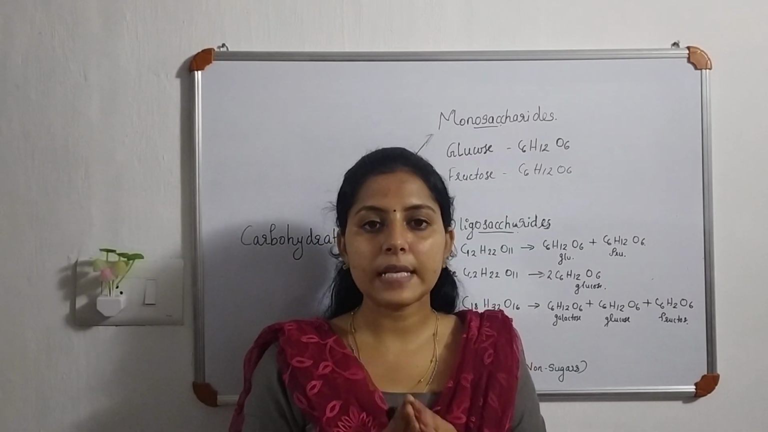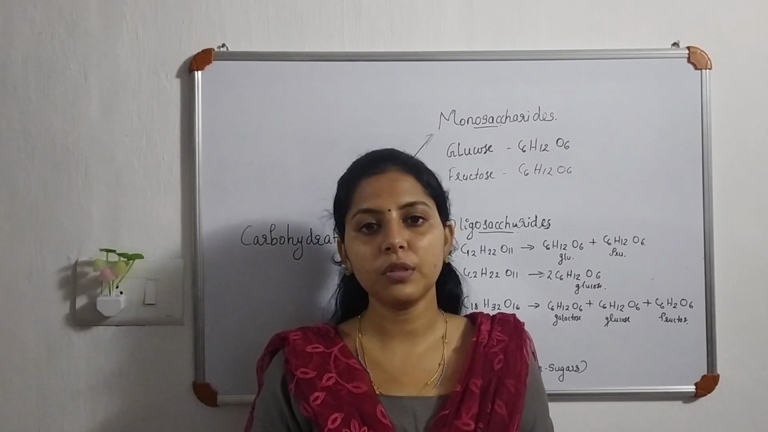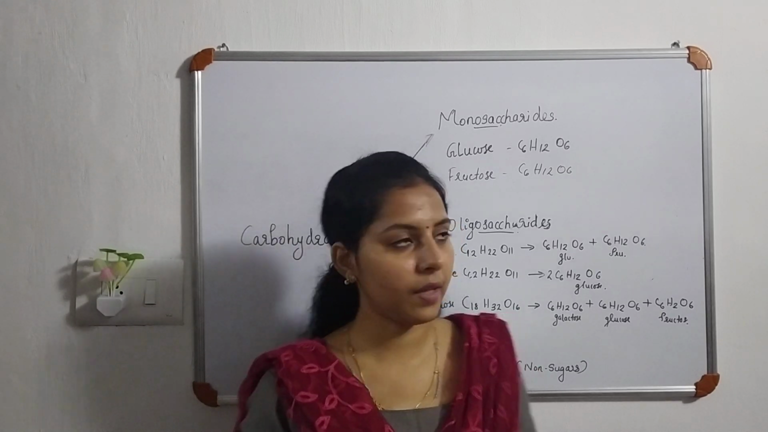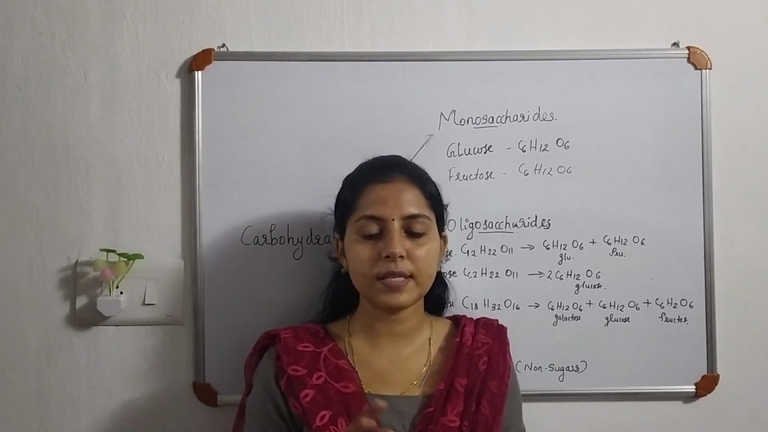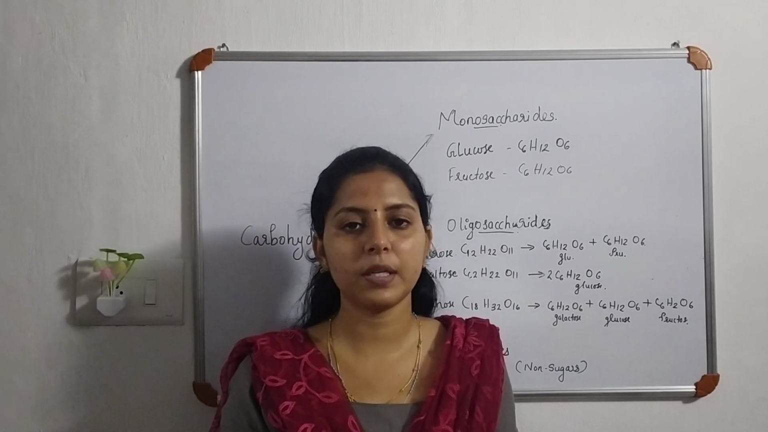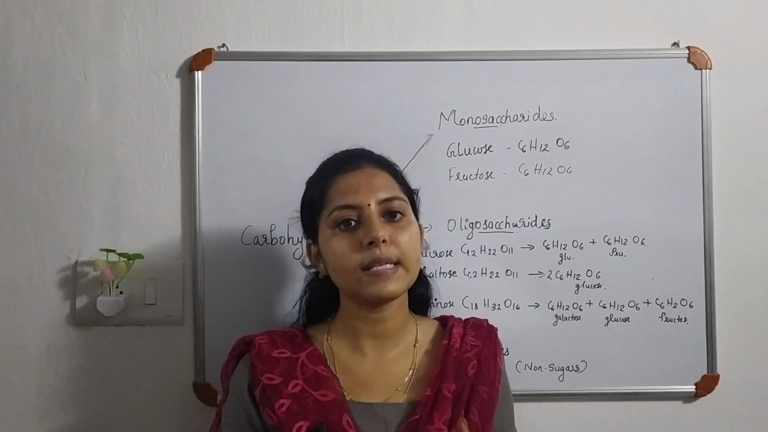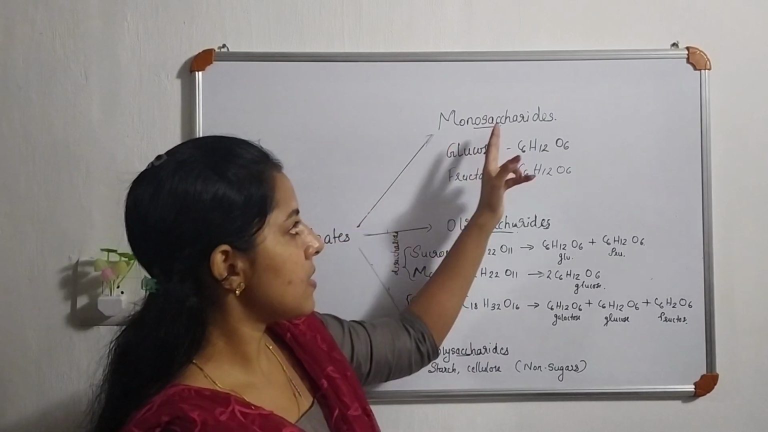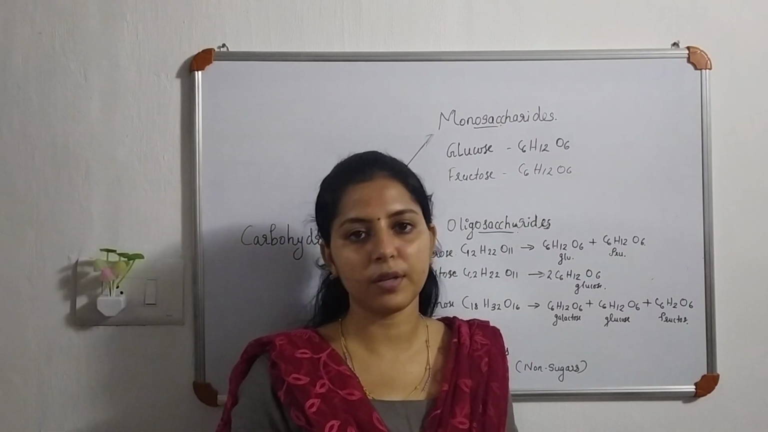Our next topic is the classification of carbohydrates. Carbohydrates are broadly classified into three groups depending upon their behavior on hydrolysis. They are monosaccharides, oligosaccharides and polysaccharides. Actually, saccharides is another name for carbohydrates. It comes from the Greek word saccharon, which means sugar. Most of the carbohydrates are sweet in taste, so they are also called saccharides, meaning sugar.